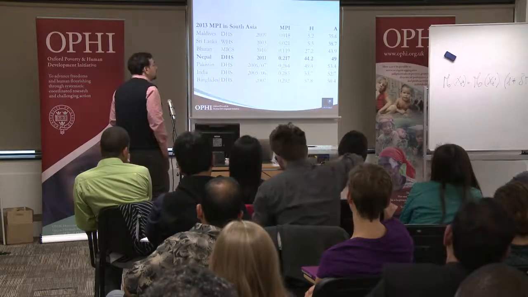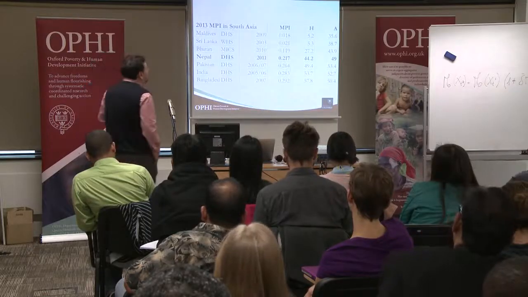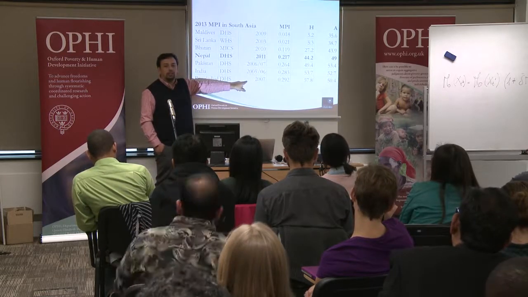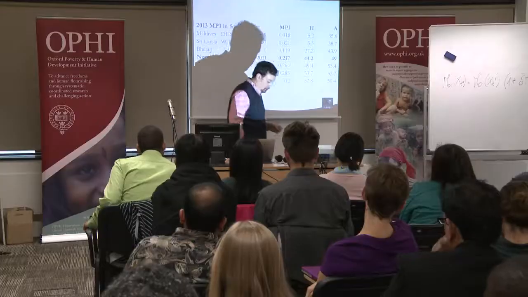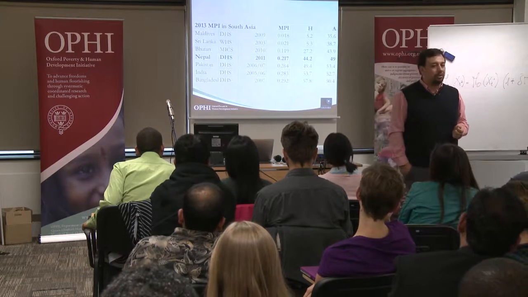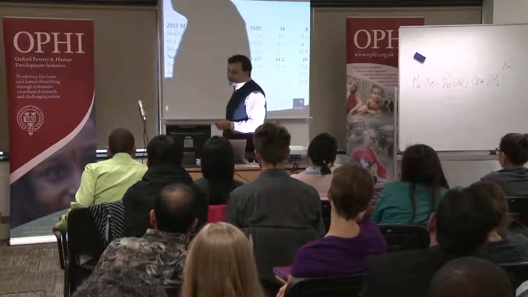Imagine that we have more countries. These are results for the last MPI. You have to be, at the same time, honest and strict. Can we compare data? It's difficult. Look, we are using data of 2003 in the case of Sri Lanka, 2011 in the case of Nepal. Can we do the same when we do our research in our countries? Probably not. When we have to decide a policy, probably not.